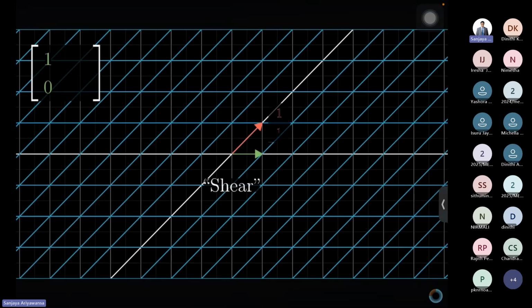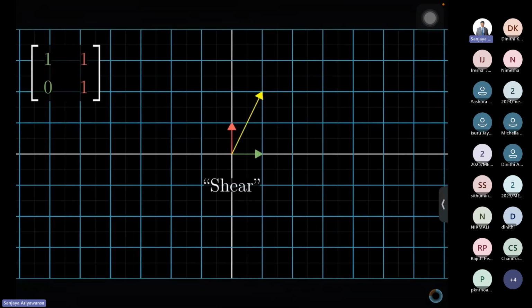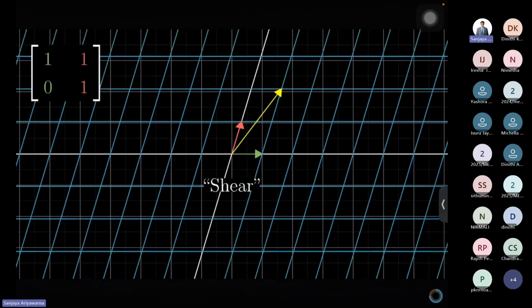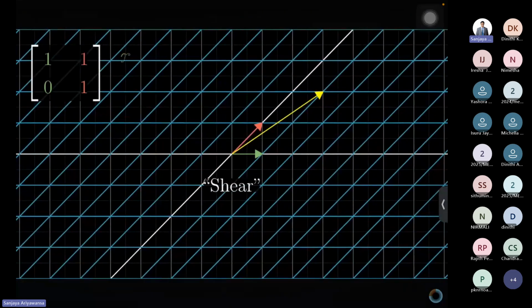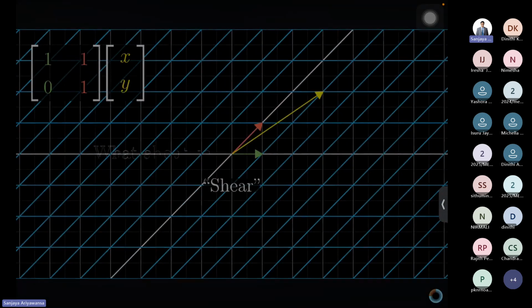But j hat moves over to the coordinates 1, 1, which become the second column of the matrix. And at the risk of being redundant here, figuring out how a shear transforms a given vector comes down to multiplying this matrix by that vector.